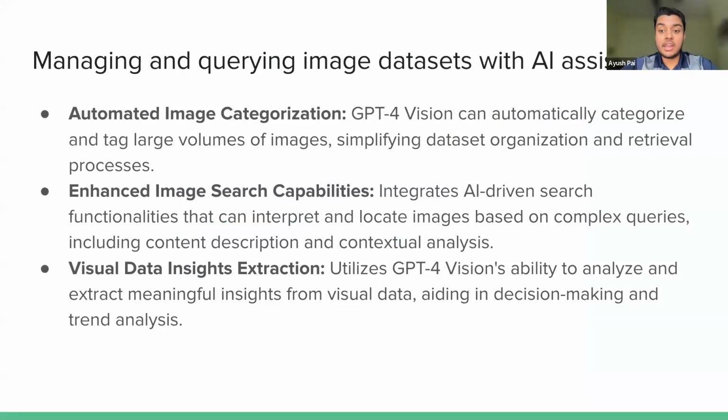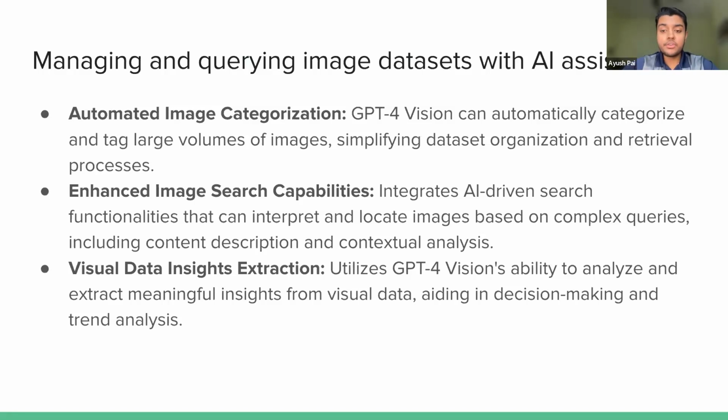GPT-4 Vision's enhanced image search capabilities integrate AI to interpret and locate images based on complex queries. This includes understanding the content within these images and providing contextual analysis, which is a significant advancement over traditional keyword-based search methods and allows for a more intuitive retrieval process, which is really akin to asking a human expert to find images based on the description of their content.